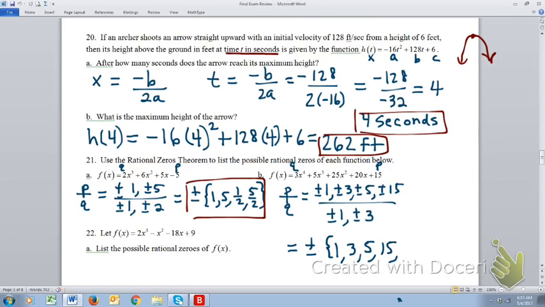And then we'll put each of those over 3. Now when we do 1 over 3, that's going to be 1/3. 3 over 3 just gives us 1, which we already have. Then 5 over 3 will give us 5/3. And 15 over 3 is 5, which we already have. And so that's going to be it. Let's move on to 22.